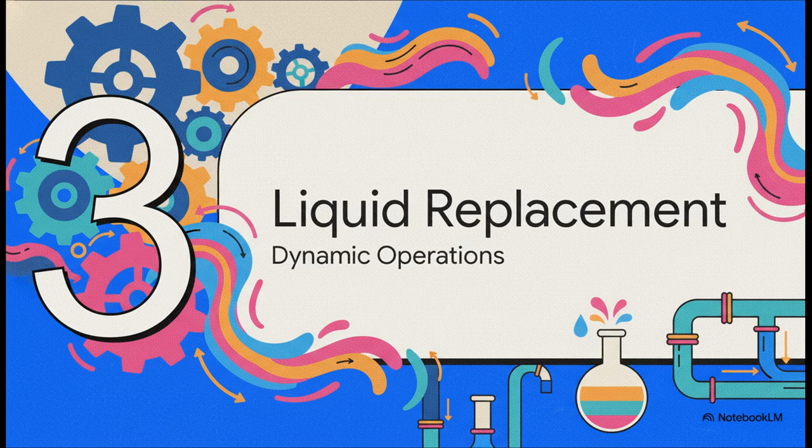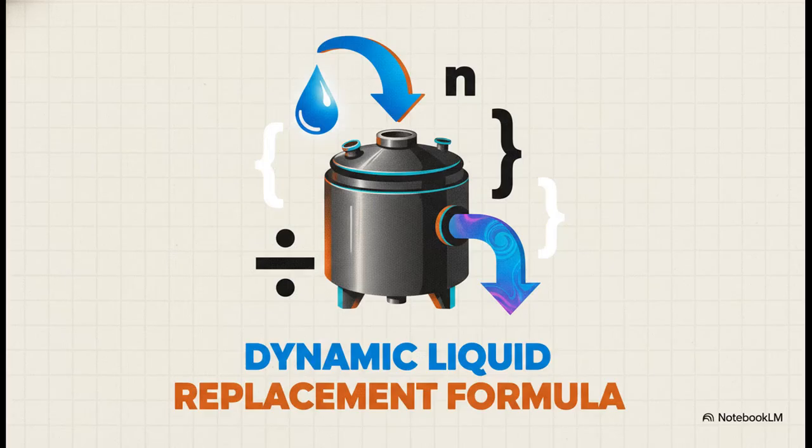Next up, we are shifting gears from static mixing to something way more dynamic. Welcome to Section 3, Managing Liquid Replacement Operations. This is where things can get pretty complex on the floor, especially when you're dealing with continuous removal and replacement in liquid processing. Now, when you're managing continuous removal and replacement, this is the exact formula your engineers need to be using. Final quantity equals the initial quantity times 1 minus the removed volume divided by the total volume, all raised to the power of n.